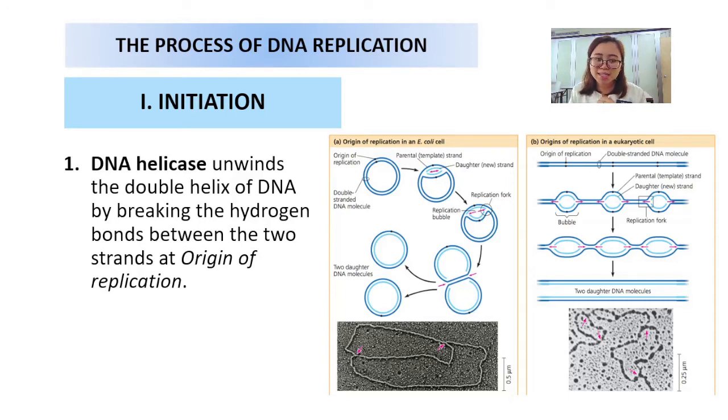So the first point is DNA helicase unwinds the double helix of DNA by breaking the hydrogen bonds between the two strands at the origin of replication. Origin of replication is the starting point for DNA replication.